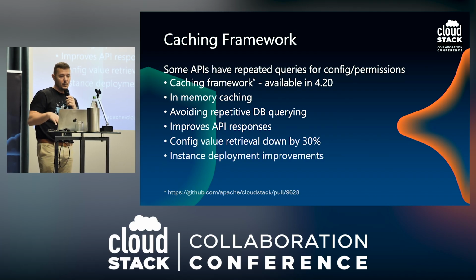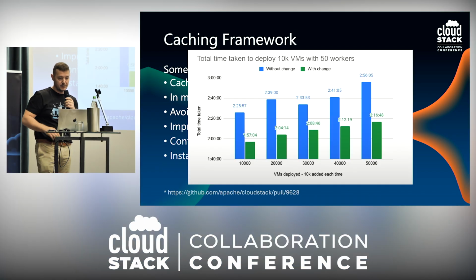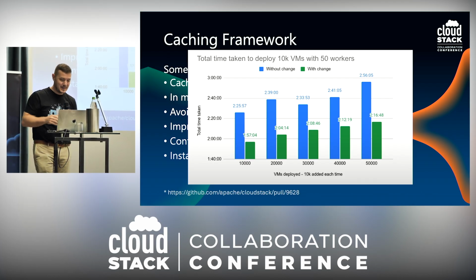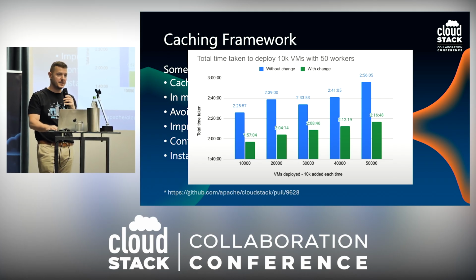And with the deploy instance API, we actually had some significant improvements. I think about 20% improvement in the actual API performance. Now this looks like 50%, but it's actually 20. So yeah, this caching framework really helps the performance of the APIs. It's one of the changes that we did last year, and it's quite recent, so it's still kind of new in the space.